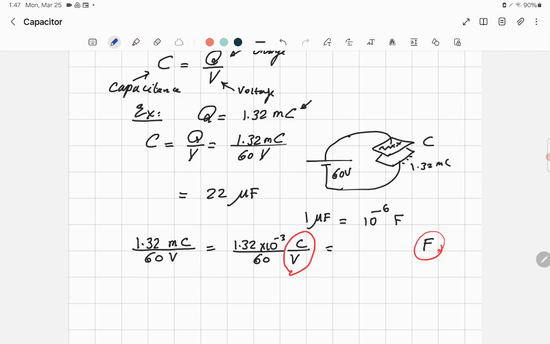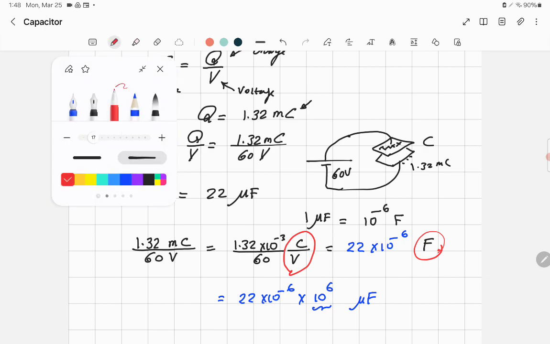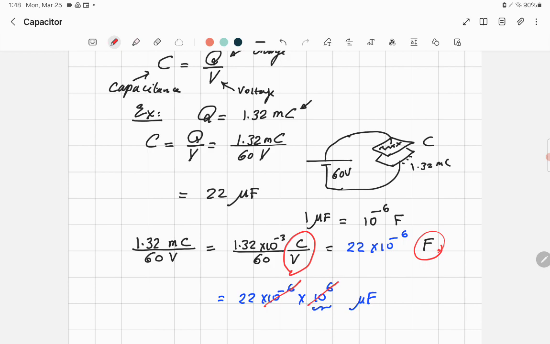I got 22 times 10⁻⁶ farad. That's the answer, okay? To convert this from farad to microfarad, I multiply by 10⁶. So we'll say it's equal to 22 times 10⁻⁶ times 10⁶. That's what I multiply by to change from farad to microfarad. So 10⁻⁶ and 10⁶ will cancel each other. So what's left? 22. That's how I got the answer.